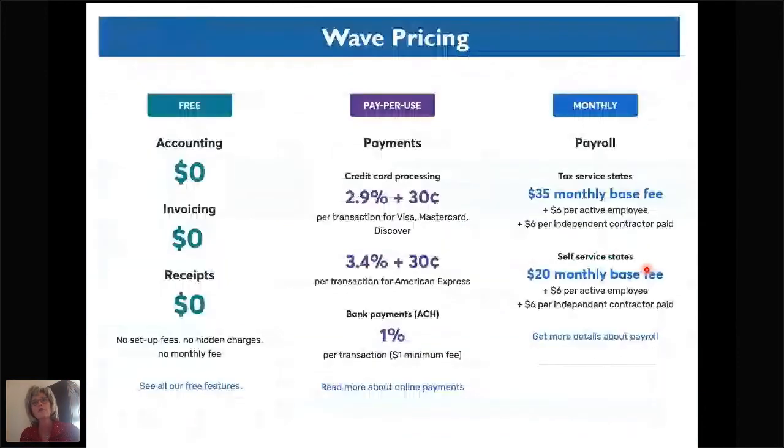So pricing for Wave, when we look this up, most of this is free. Your accounting, invoicing, receipts, all that's free. If you want to accept credit cards through Wave, there are fees. You know, we talked about that average 3%. This is where we get that. Now, where you look into some steeper fees is payroll.